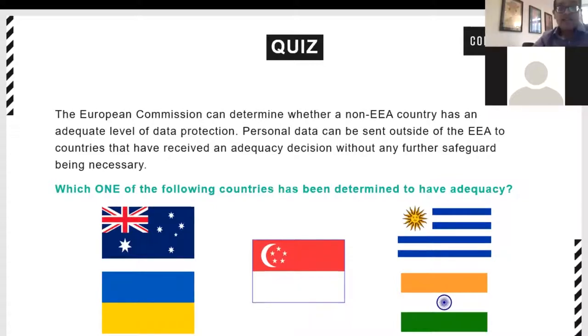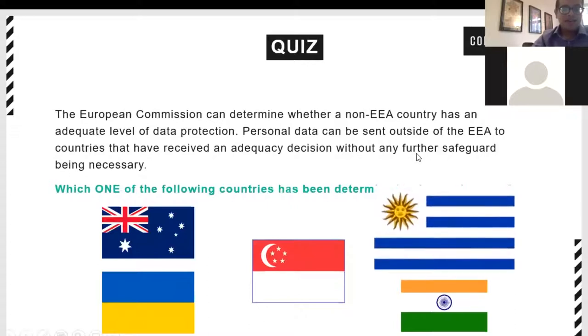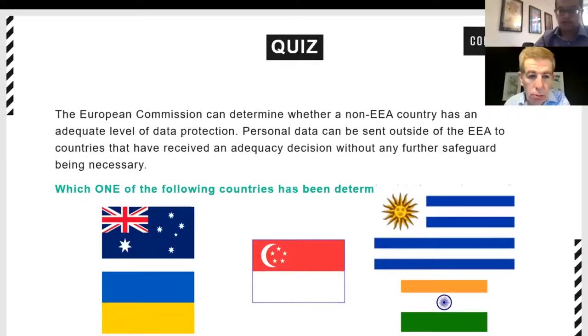So this is an interesting set of results. Okay, so 41% of you think it's Australia, 34% Singapore, Uruguay 17%, only one of you thinks it's India, and only one of you thinks it's Ukraine. The actual answer, believe it or not, is not Australia, it's Uruguay. So well done to anyone who actually got that right, and I hope you didn't cheat. So Howard will now explain more about adequacy decisions and the other options for international transfers of personal data.